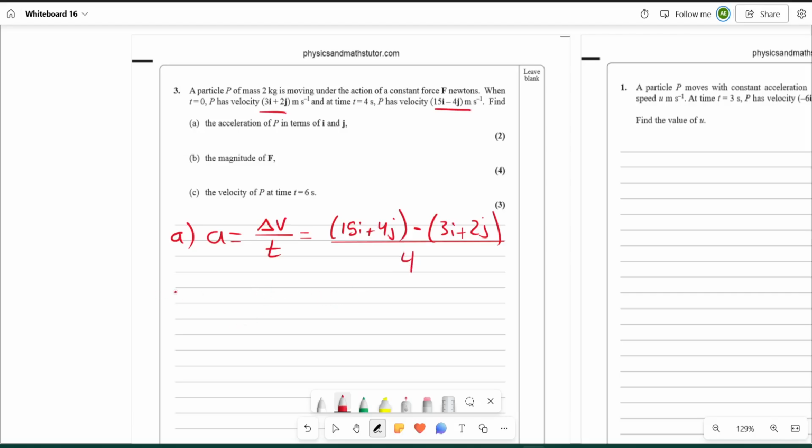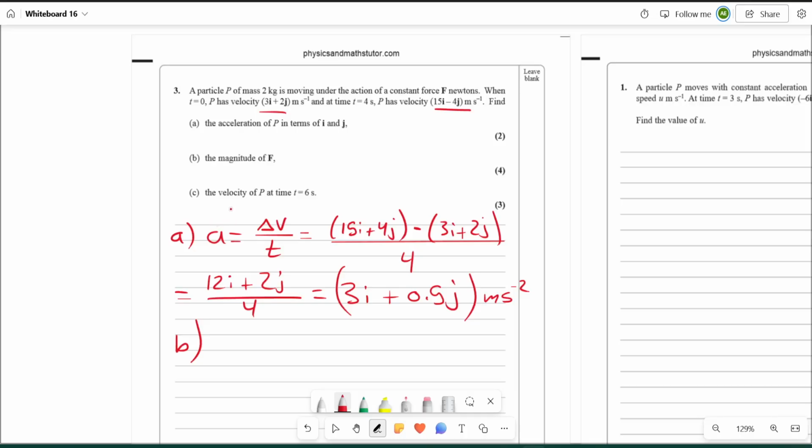So that is going to equal 15 minus 3, which is 12. 12 divided by 4, or let me write it for you so you follow, plus 4 minus 2 is basically 2j over 4. So 12 divided by 4 is 3i, and 2 divided by 4 is 0.5j, and the unit is meter per second squared, or meter second to the power of negative 2. So that is the answer to part A.